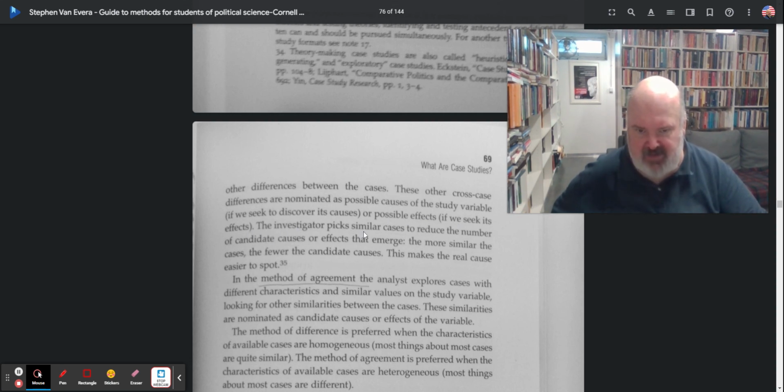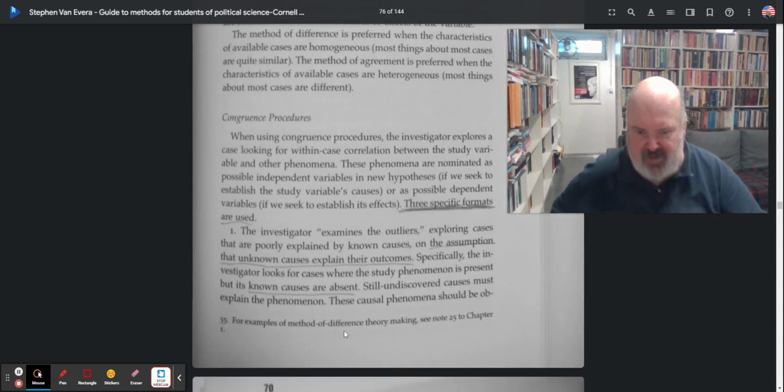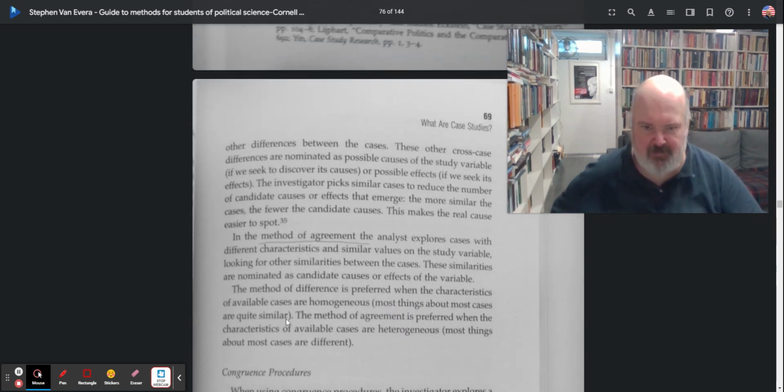The investigator picks similar cases to reduce the number of candidate causes or effects that emerge, right? The more similar the cases, the fewer the candidate causes. This makes the real cause easier to spot, right? For an example of the method of difference in theory making, see note 25 to chapter 1, right? So there is an example of that again.